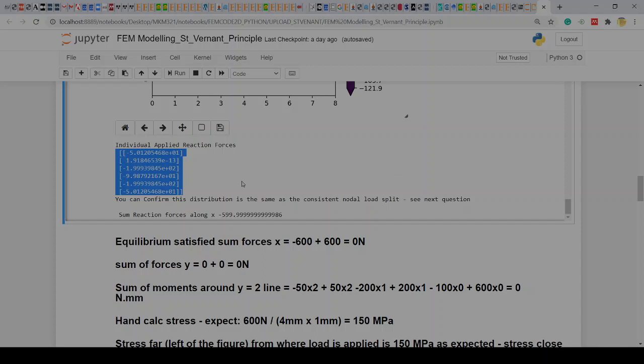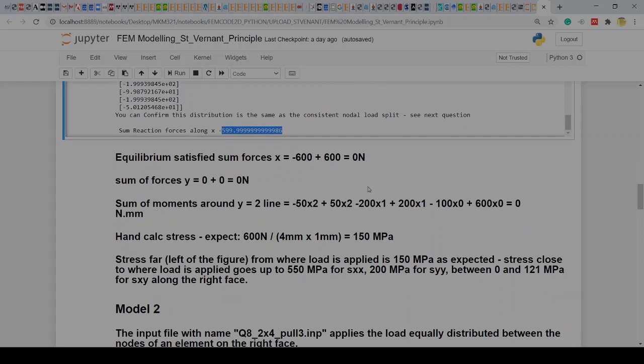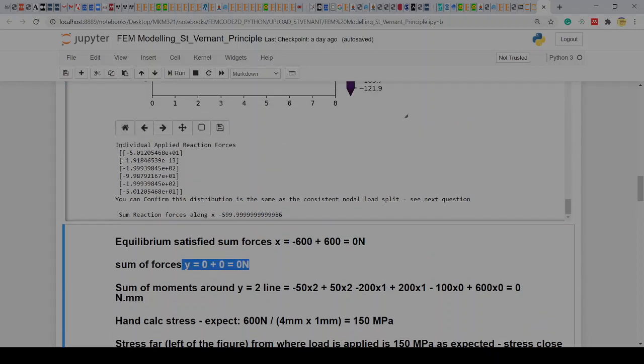Okay, so now we can say the sum of forces in the x direction. Take this, take this, take this, take this, take this, and let's sum it all together. So that's minus 50, minus 100, minus 300, minus 500, minus 600. And you can see there, essentially we get minus 600. Beautifully, up to machine precision, equilibrium is satisfied. Okay, so that's what we see there. Sum of forces in the y direction, 0 and 0. No, 0 applied and 0 reaction.